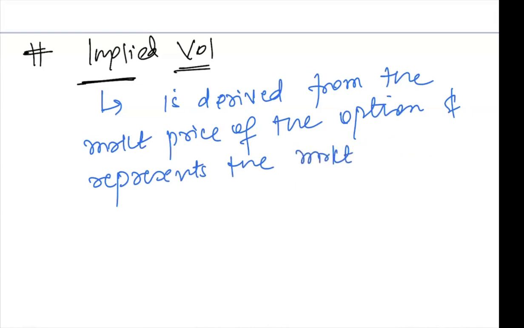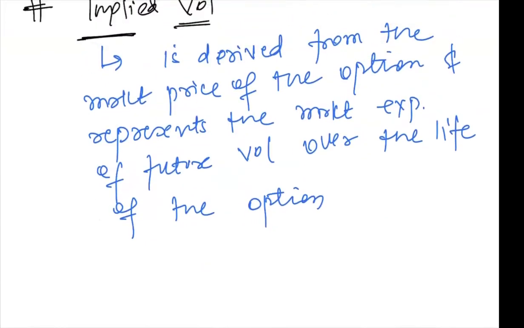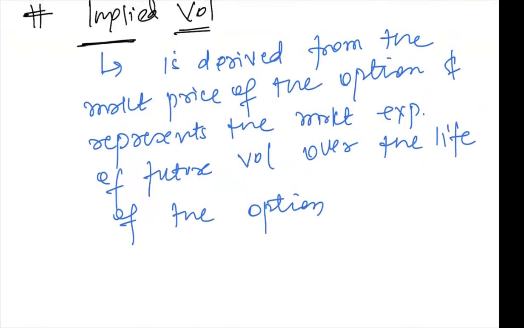The market expectation of future volatility over the life of the option. So the main difference between historical volatility and implied volatility is that historical volatility is based on the past prices, the past fluctuation, whereas implied volatility is the future fluctuation that is going to happen in your option contract.